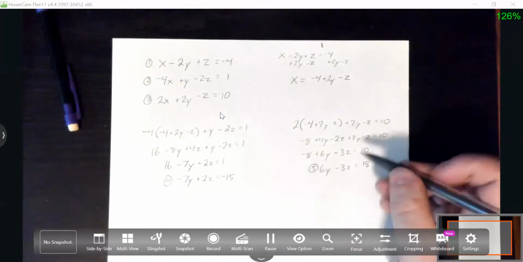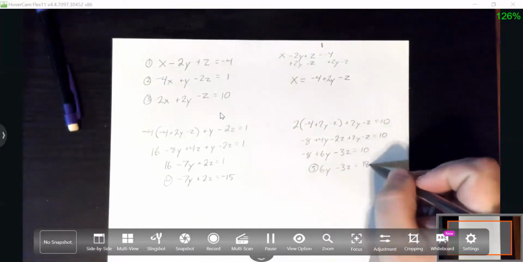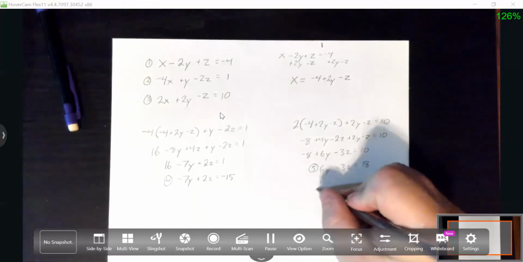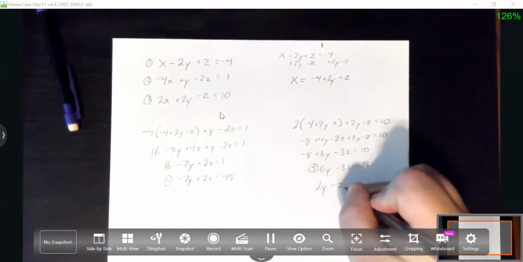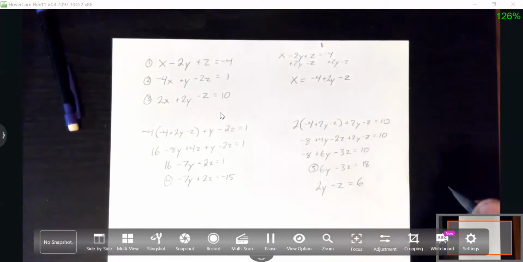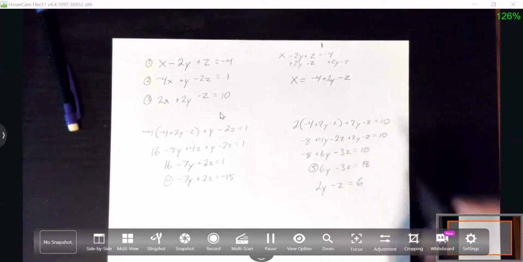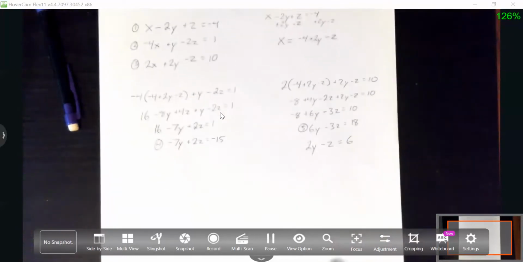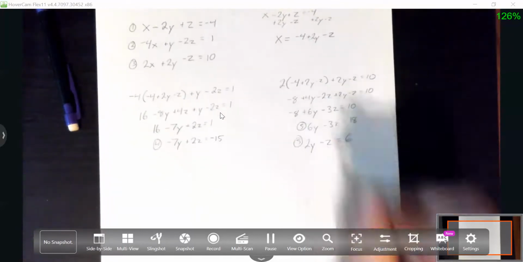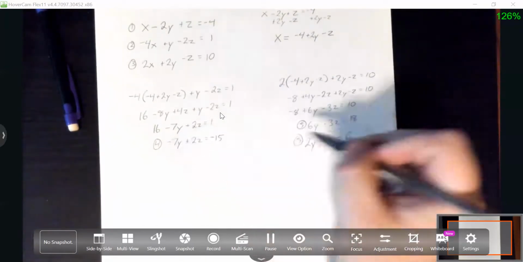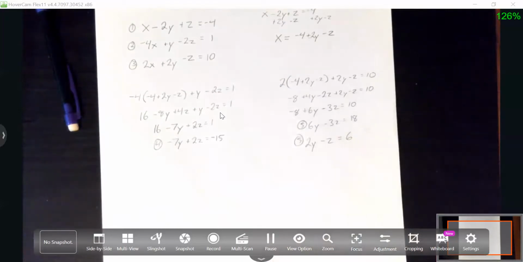So equation 5 here, all of these terms are divisible by 3. So I'm going to divide everything in that by 3 just to try to make our numbers smaller and easier to work with. So that gives me 2y minus z equals 6. Now let's mark that as our equation 5 because it's a little bit easier to work with. All right, so now that we have two equations, both of these have just y's and z's in them, we have to do substitution again.